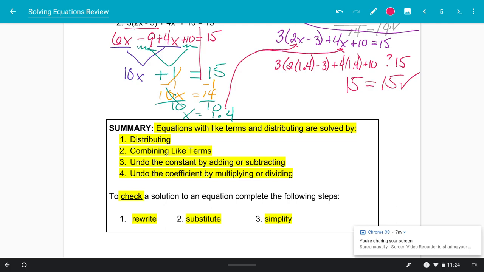In that second example, I showed you that you could absolutely use your calculator to help you out with that simplifying step to, again, be a little bit more precise here.